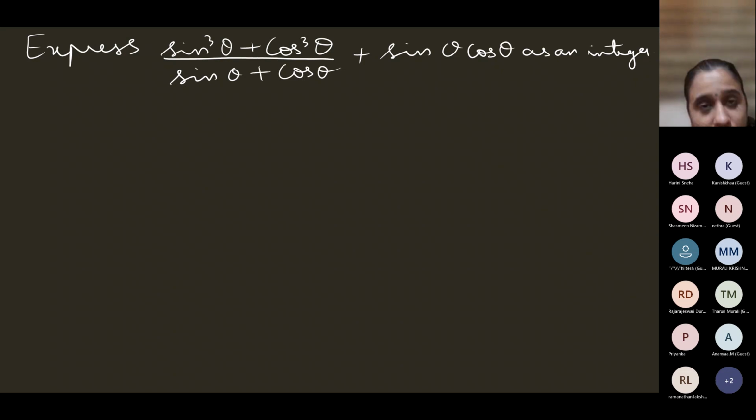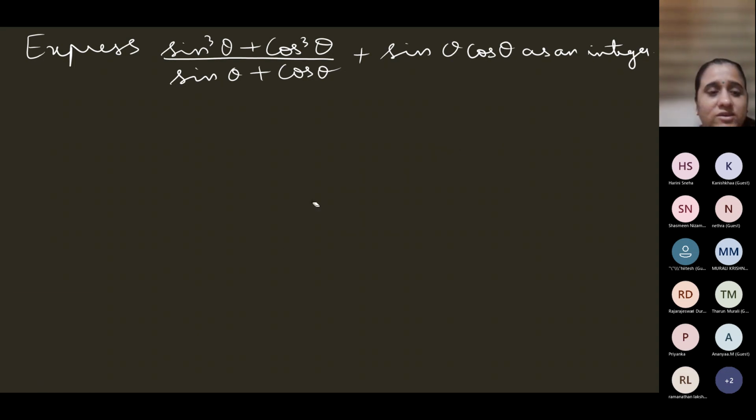It cannot be 7 by 5 because 7 by 5 is not an integer. Okay, now let's work this. To work this, look at the numerator and the denominator: a cubed plus b cubed, and a plus b. And we all know that a cubed plus b cubed is, let me write it here.